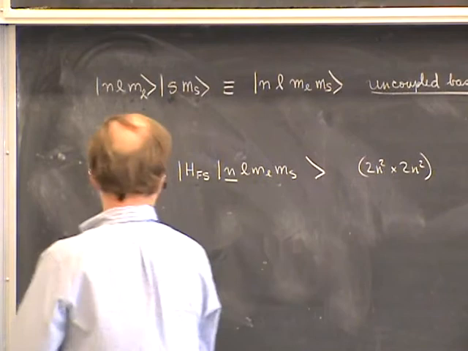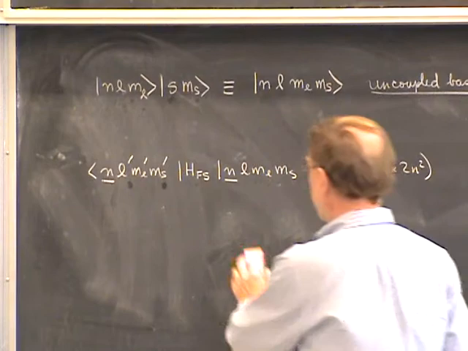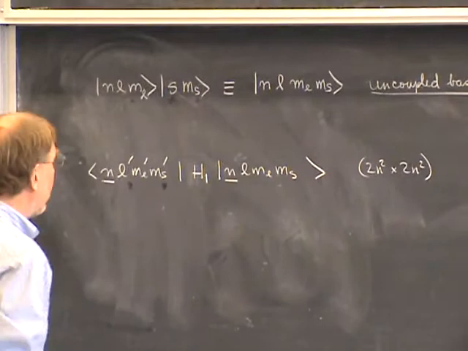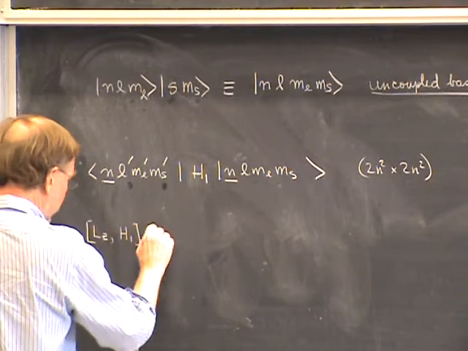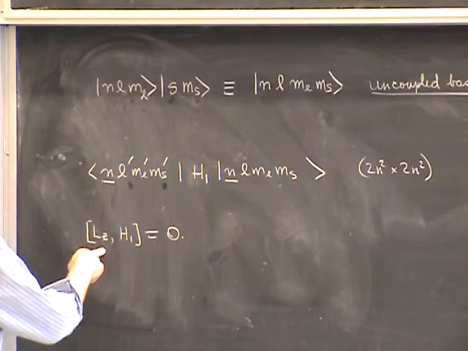Instead of talking about H fine structure, allow me to just write H1 here, where H1 is perhaps any one of these three fine structure terms, and think about this kind of matrix. I'd like to illustrate a certain principle. Let's suppose that H1 commutes with L_z. Let's suppose this is true. This actually is true for these three cases here.